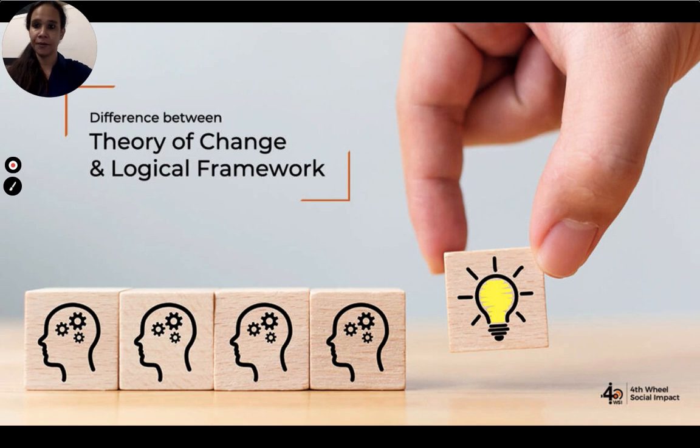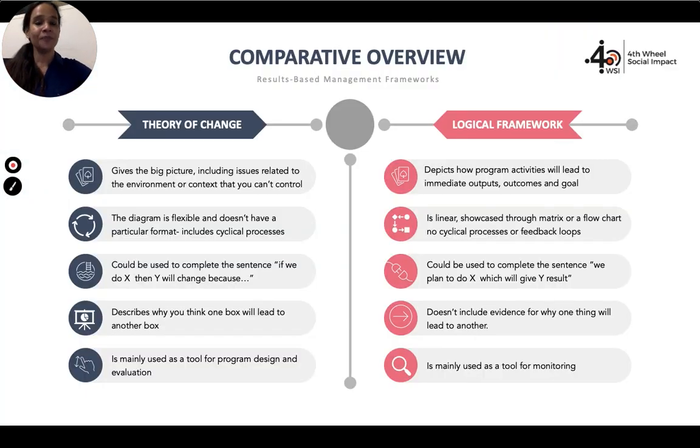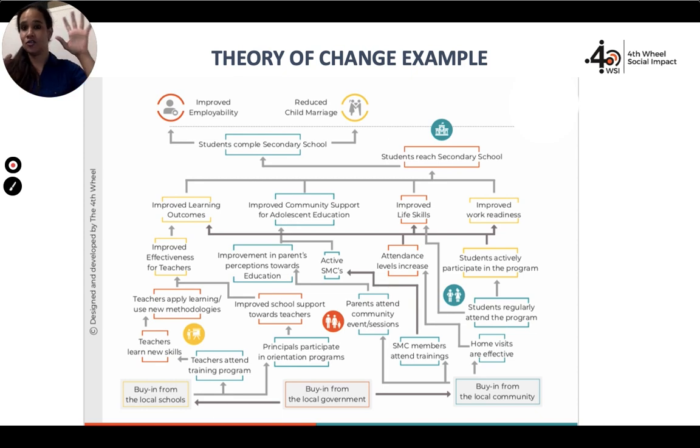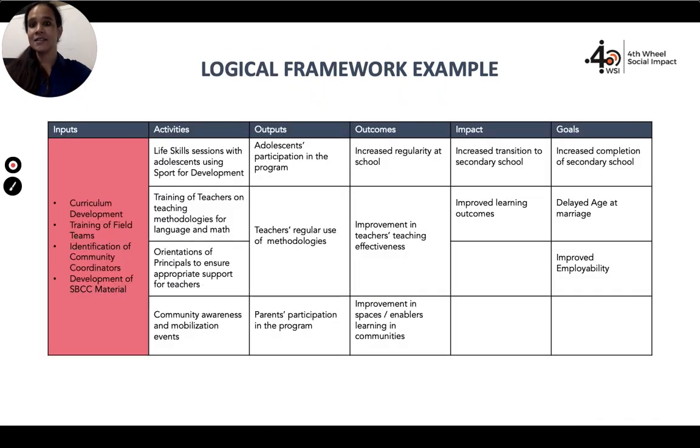Overview of the difference between theory of change and logical framework, by the end of which you would be able to distinguish between these two commonly mentioned frameworks. Before I go into this comparative overview, just for a split second, I would like you to see a theory of change example where there are different preconditions and outcomes, but it's all in the languaging of outcomes. And this is a log frame example.